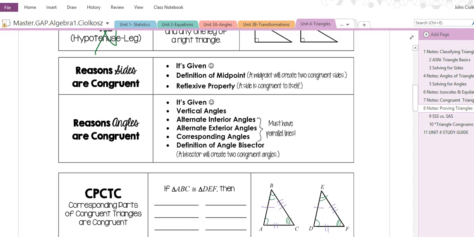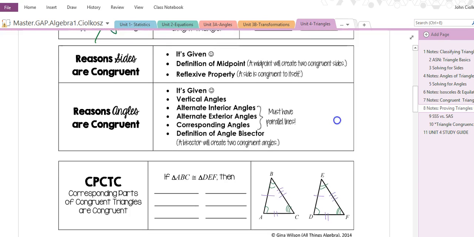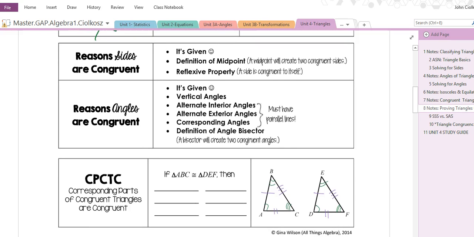So some of the justification here for why sides might be congruent: it's given, which means you're literally told it is. We might know it's a midpoint, so that's called the definition of midpoint. Or what's known as the reflexive property, so sides are always congruent to themselves.